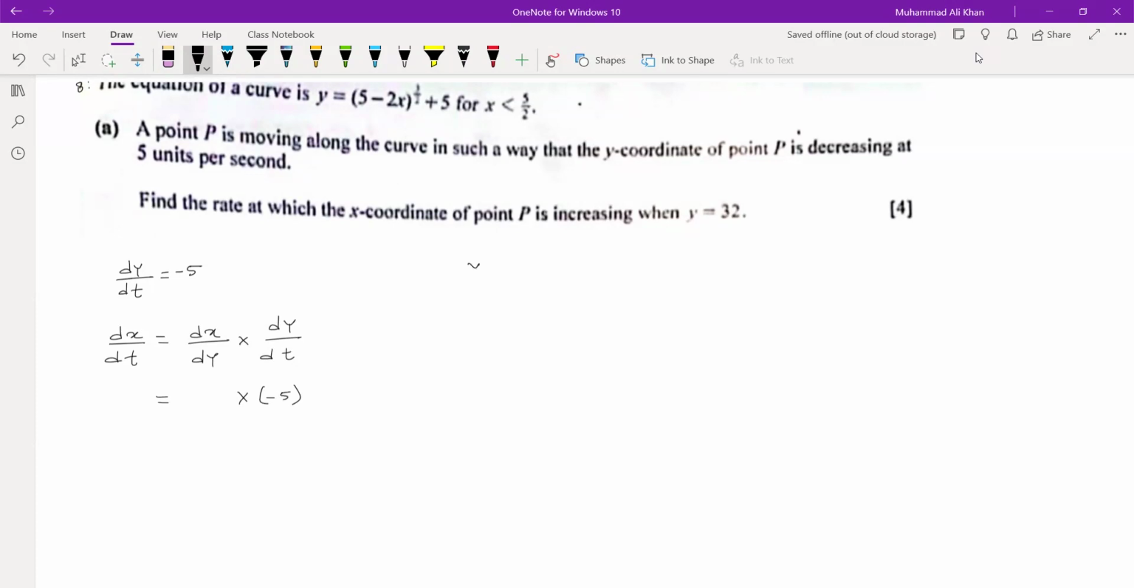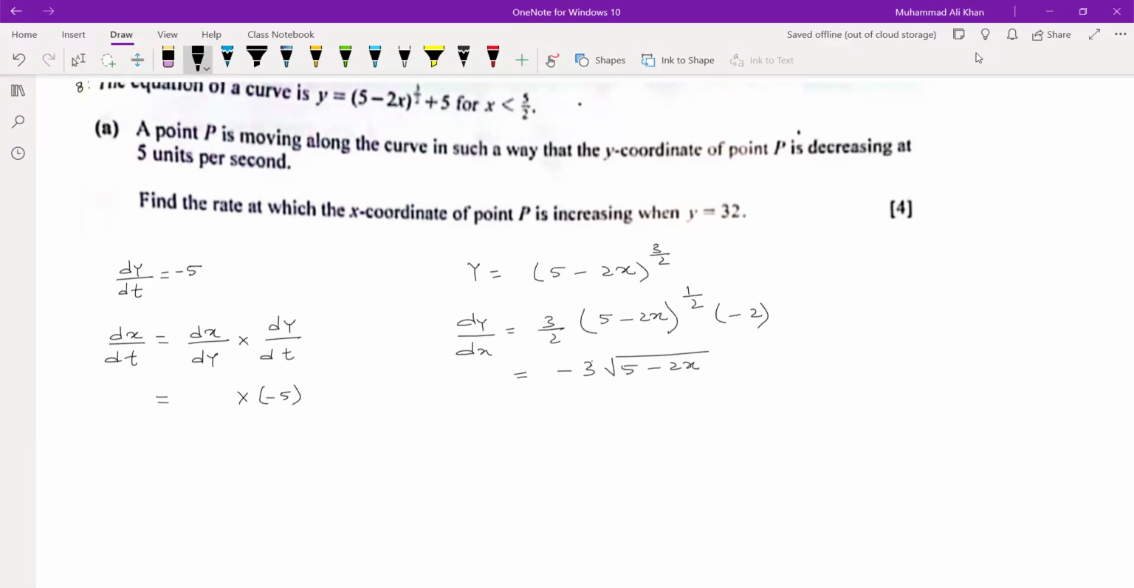So the equation of the curve is y equals (5 minus 2x) whole power 3 upon 2. Differentiate the curve, so dy over dx will be 3 upon 2, (5 minus 2x), 3 upon 2 minus 1 is 1 upon 2. The derivative of the base is -2 here. So it will be -3, 2 twos are 4... sorry, -3 under root 5 minus 2x.